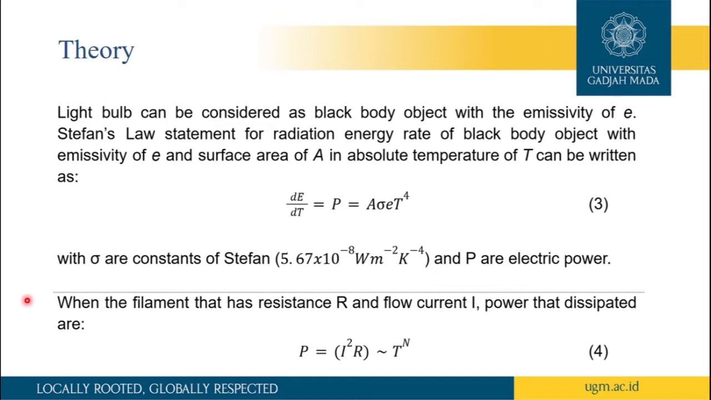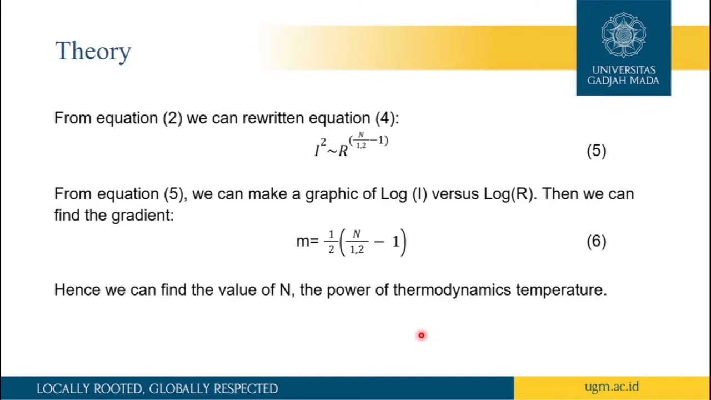When the filament has a resistance R and electric current I flows, the power dissipated in R can be written in equation number 4, as you can see on the screen. The power is equal to the electric current squared times R, and is proportional to the absolute temperature to the power of N. From equation 2, we can rewrite equation 4 as equation number 5 like this.